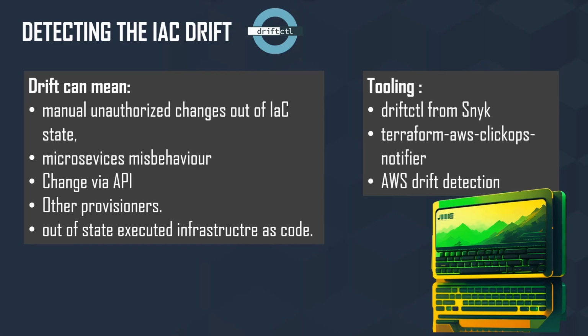Detecting the IaC drift, infrastructure as code drift. What can drift actually mean? It's manual, unauthorized changes outside of the infrastructure as code state, microservices misbehavior, changes in the API, other provisioners, or infrastructure as code executed out of the state. Tooling for that can be driftctl from Snyk, Terraform, AWS ClickOps notifier, or AWS drift detection.